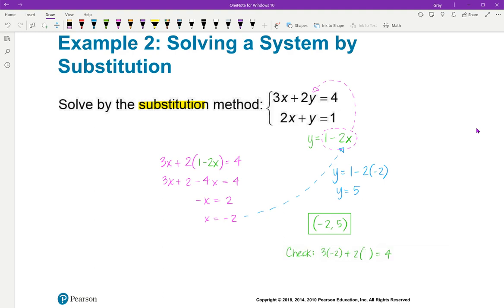Plug it back in, -2 for x, 5 for y, and you'll see that -6 plus 10 is equal to 4. So this checks. And you might wonder, why did you not check it into both? Well, I plugged it into this bottom equation to get the other number. So obviously it's going to check into that one. So that's why you really only have to check it into one of the equations.